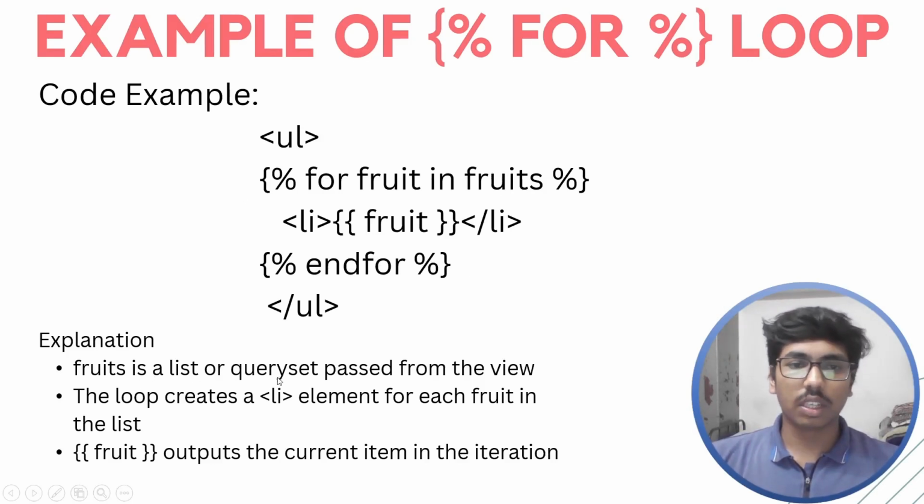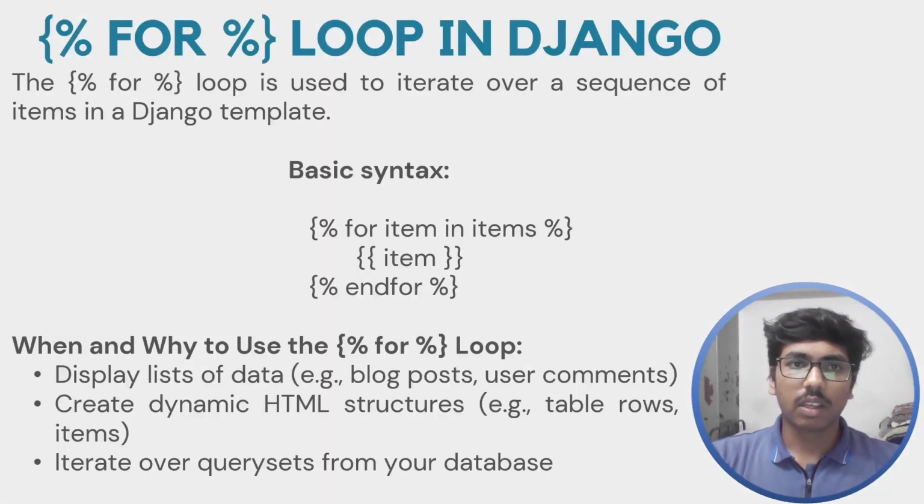Explanation: fruits is a list or a query set passed from the view. The loop creates a list element and the fruit outputs the current element in the iteration. So the for loop basically iterates for the number of items in the view. For loop in Django.